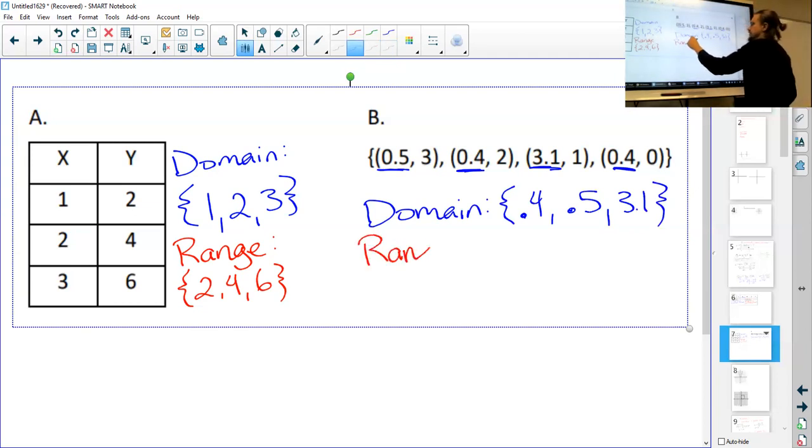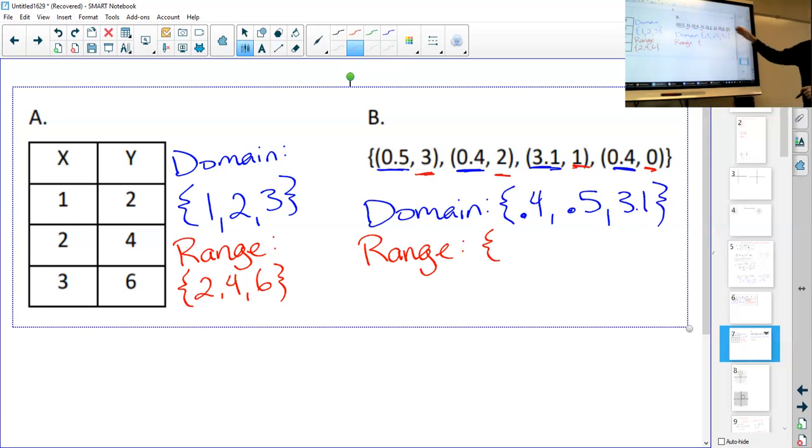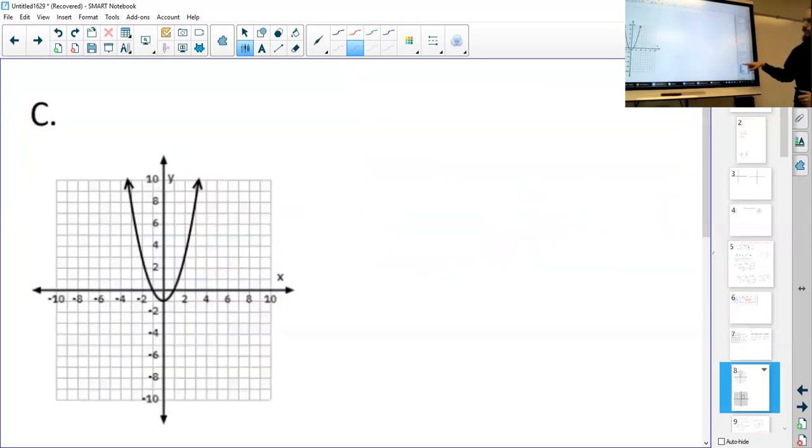So range, braces. This time I look at my Y values. So from least to greatest, this is just backwards. This is just going to go 0, 1, 2, 3, and 4. Okay? So that's not too bad. If it just gives you points, you just list out all the unique values, preferably in order from least to greatest.